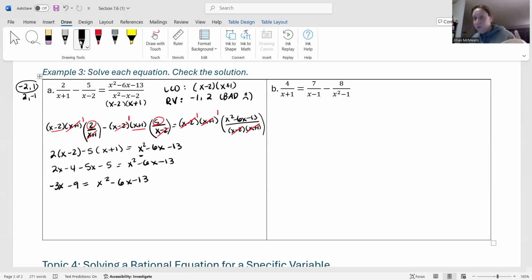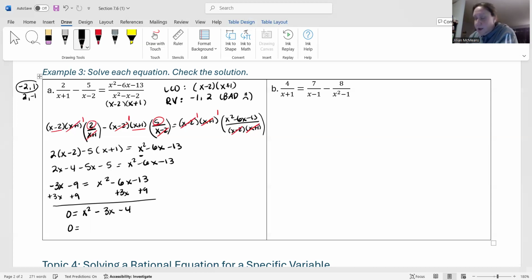In this case, I'm going to move the left-hand side to the right-hand side. So to do that, we're going to add 3x to both sides, and we're going to add 9 to both sides. Let's see what we get. On the left, negative 3x plus 3x is 0. Negative 9 plus 9 is 0. So on the left, we just get 0. On the right, there's nothing to combine with x squared. Then negative 6x plus 3x is negative 3x, so I'm going to write minus 3x. And then negative 13 plus 9 is negative 4.